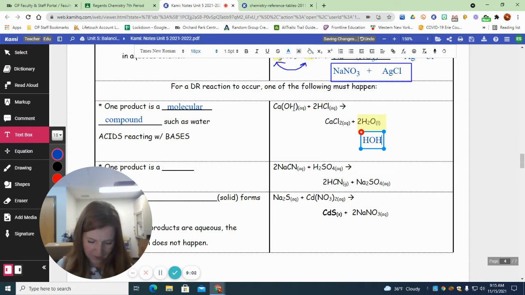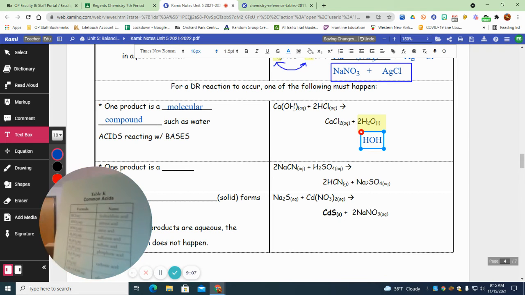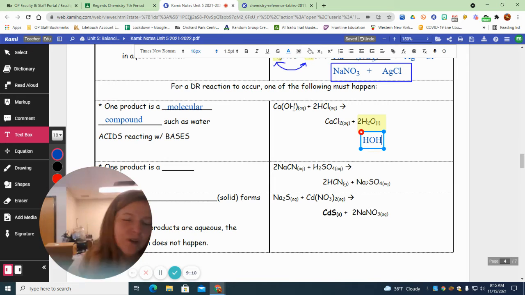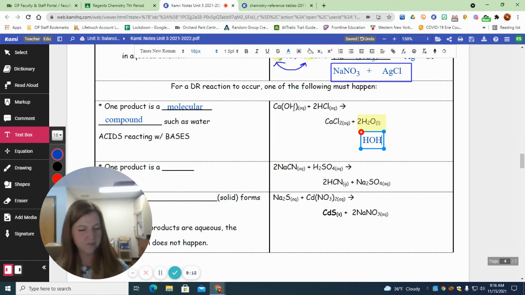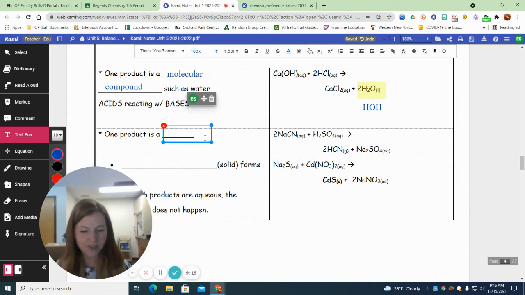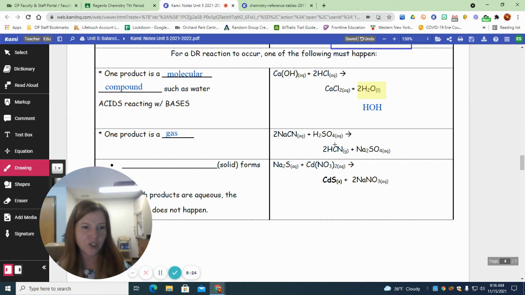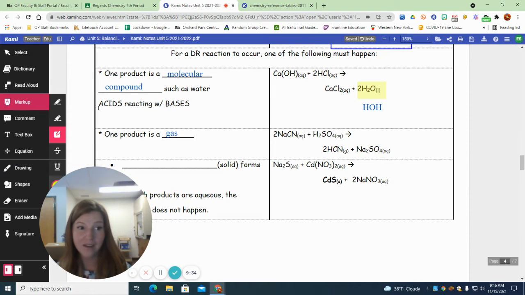So on tables K and L of our reference table, here and here, there we go. You have common acids, common bases. If you were to mix any of those together, you're going to make water, okay? That's one scenario that will force the reaction to happen. The next thing is if you notice that one of your products is a gas. So like in this example here, if I were to ask you, why does this reaction happen? You can say this reaction happens because I make a gas, okay?